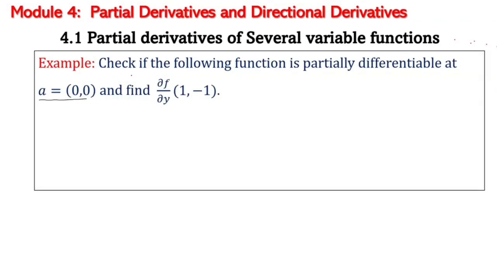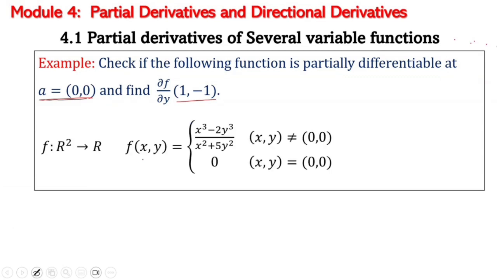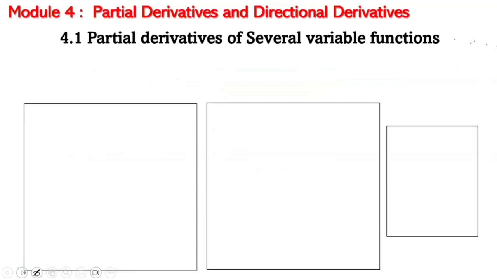Well, so in this example, we are going to check if the given function is partially differentiable at the point 0, 0 with respect to x, and with respect to y at the point 1, -1. Let's see what is the function. The function is defined from R^2 to R, and given like this: f(x,y) = (x^3 - 2y^3) / (x^2 + 5y^2) when (x,y) is not equal to (0,0), and 0 when (x,y) equals (0,0). Now we'll check that the partial derivative exists at (0,0) and (1,-1).